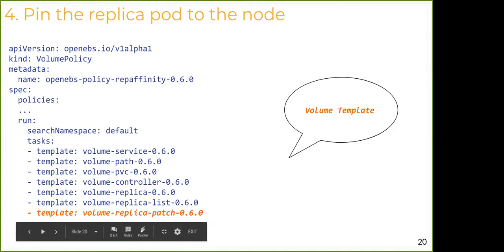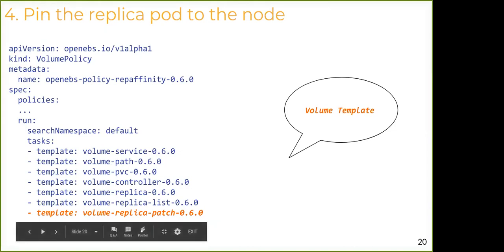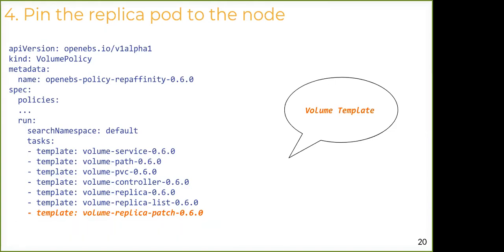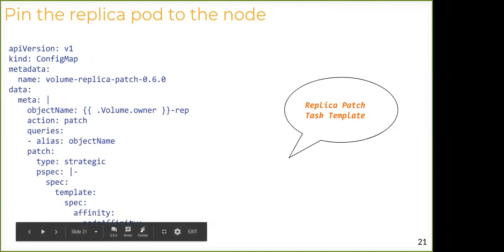This particular YAML refers to a set of tasks, and these tasks are actually ordered tasks. In other words, in this slide, if you concentrate on this YAML, the volume service task will be executed first, and then the path, then the PVC, then the controller, and so on. And at the end, we'll have the replica patch task get executed. So now what is this replica patch thing we are talking about? We'll see that. This is that replica patch task template we are talking about.